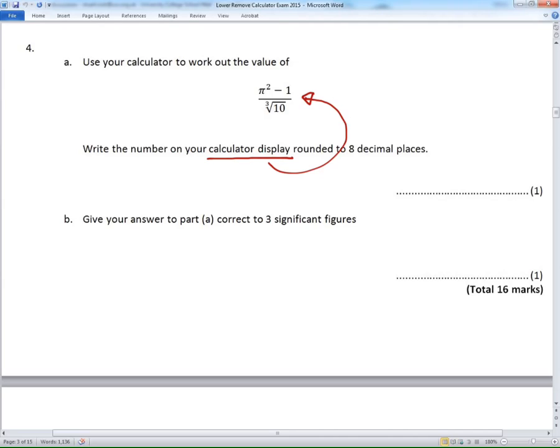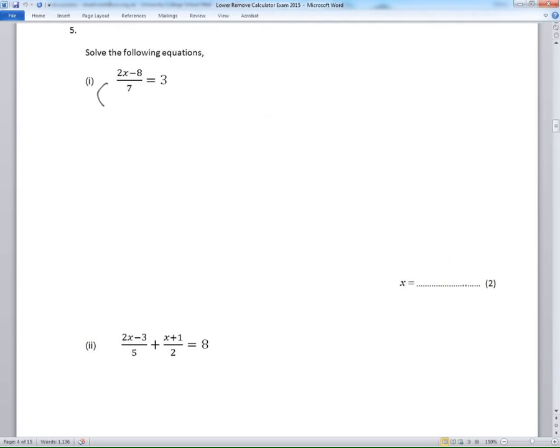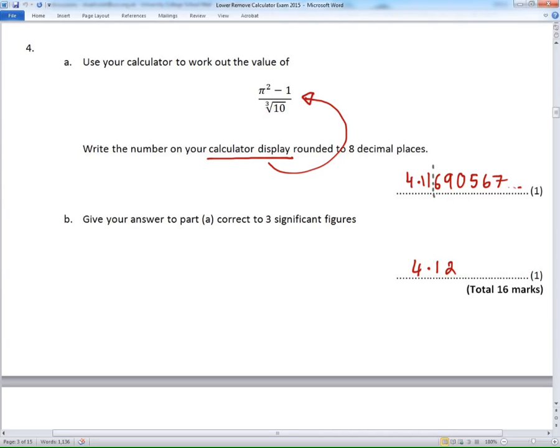Okay, so when you do this in your calculator correctly, you get 4.11690567 to 8 decimal places. Rounding to 3 significant figures, the answer is 4.12, and you get this by looking at the fourth significant figure. In this case, the fourth significant figure is a 6, so that tells us to round the third significant figure up to get to 4.12.